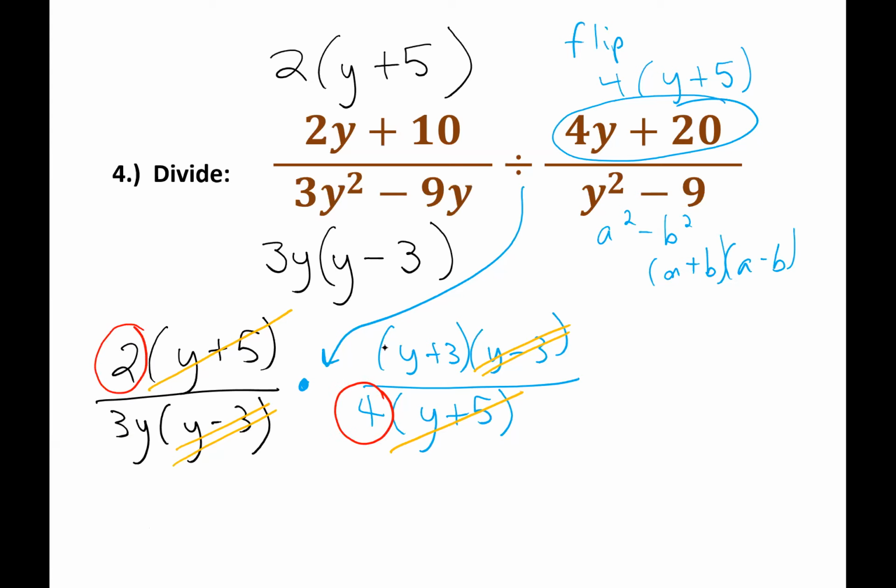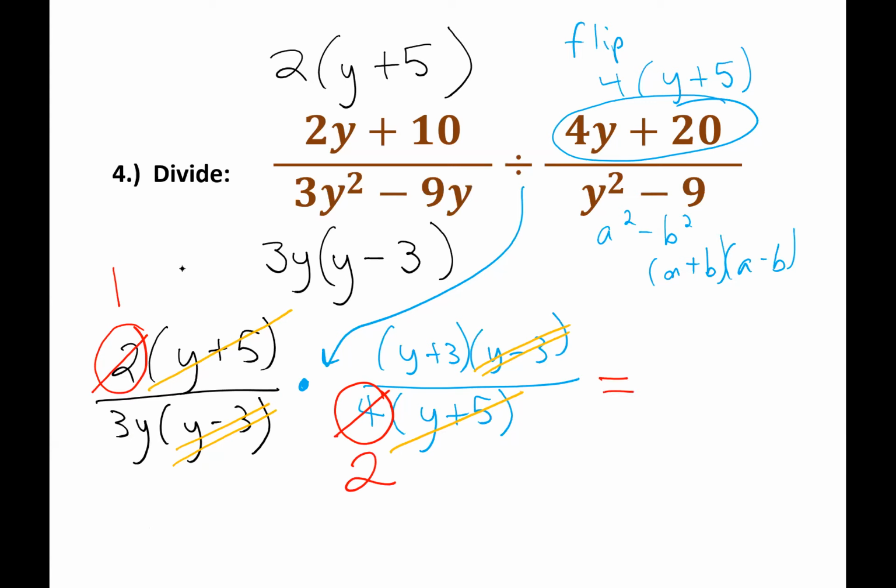So because we factor them out, we can treat them as separate factors and reduce. 2 over 4, we can divide them both by 2. 2 divided by 2 is 1. 4 divided by 2 is 2. And now let's multiply across with what we have left.